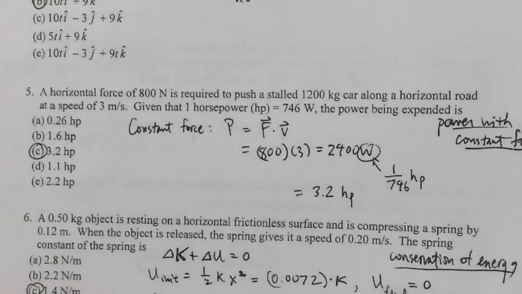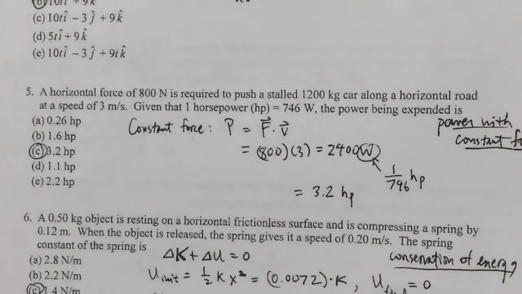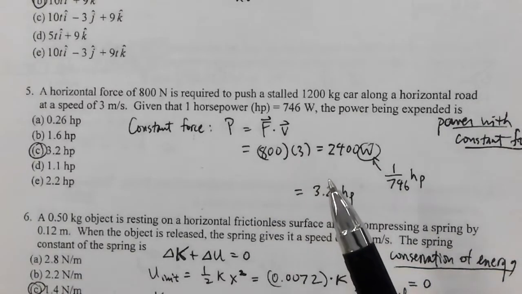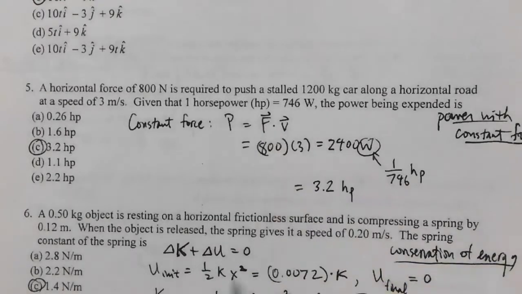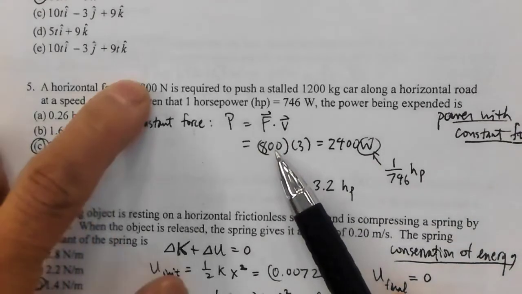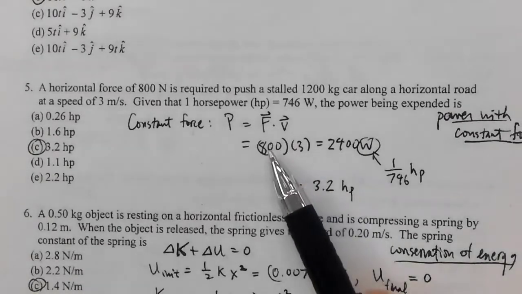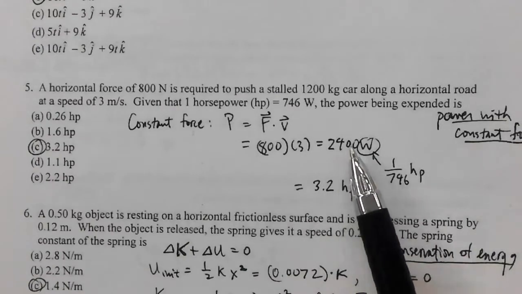Well, actually I lied. In this case, they tell you the speed. So the formula is the force dotted with the velocity. So the power is force dotted with velocity. That's the power exerted by a constant force. So the force is 800 newtons, and the direction of the velocity is the same as the force. And so we just multiply 800 times 3, and that comes to 2,400 watts.